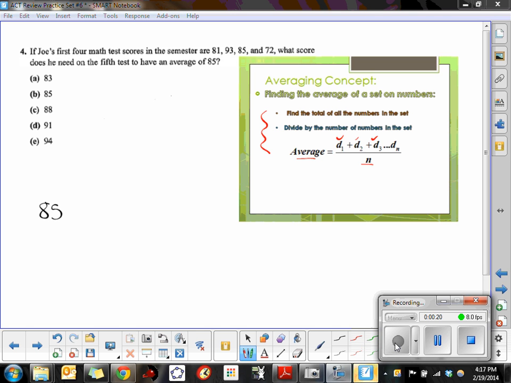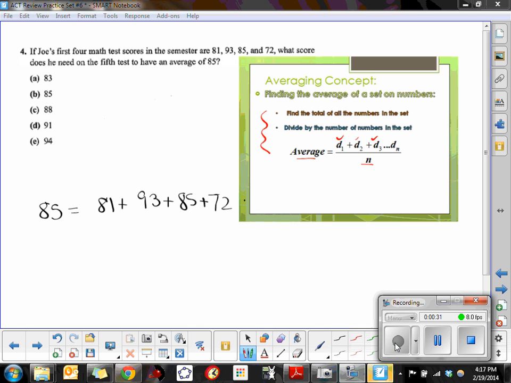So our average we want is an 85, and we know that he's gotten an 81, a 93, an 85, and 72. And we want to know what he gets on his last test. I'll just call it the nth test. And that'll give us a total of 5 scores that we're going to average. So now we have to solve this.